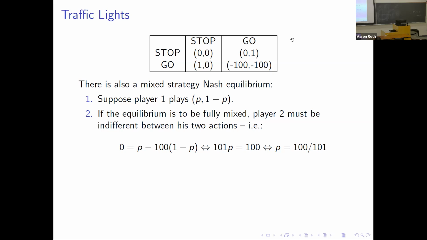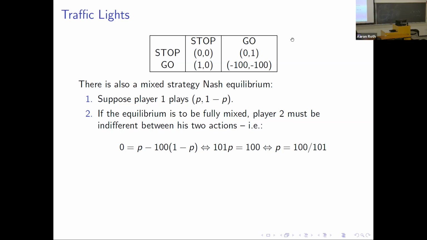So what's my utility for going? If I go and you stop, which happens with probability p, I get payoff 1. And if I go and you also go, which happens with probability 1 minus p, I get payoff minus 100. And so this just gives me an equation for p. And I can figure out what is, in this equilibrium, the probability that I go? And it's about, I go basically a little less than 1% of the time.